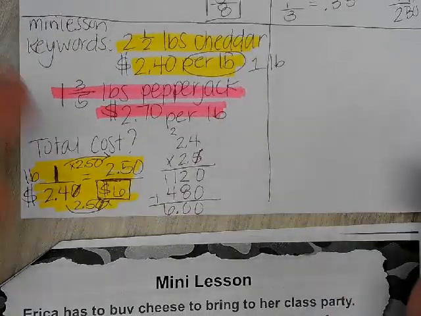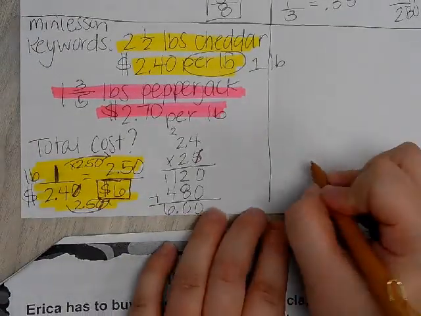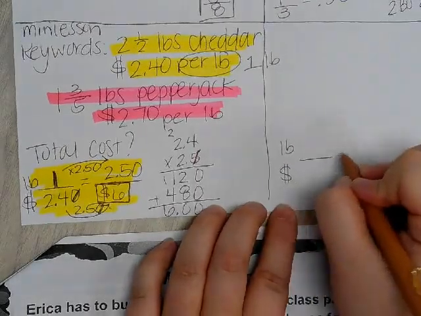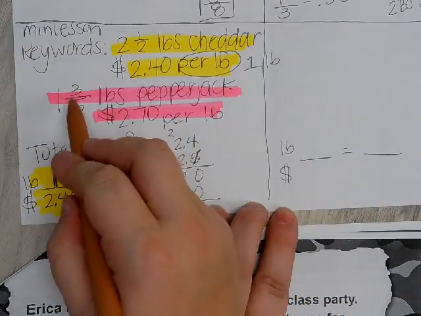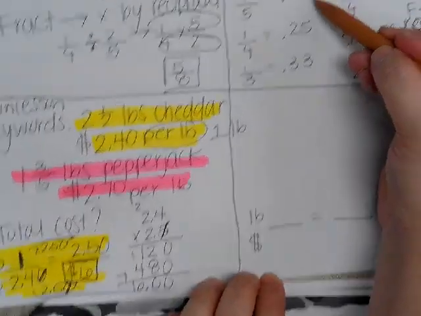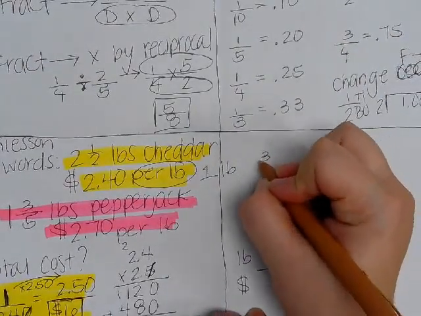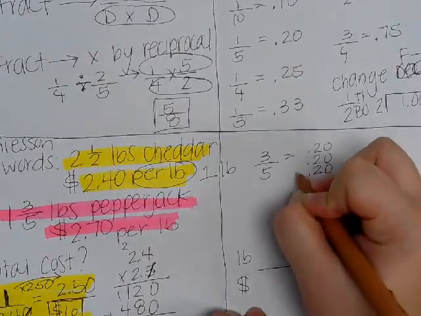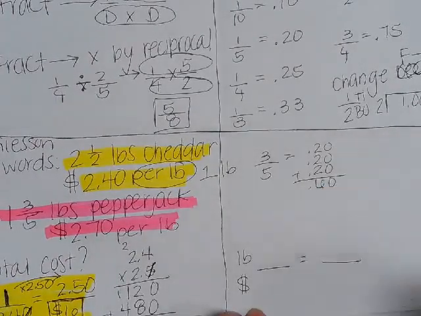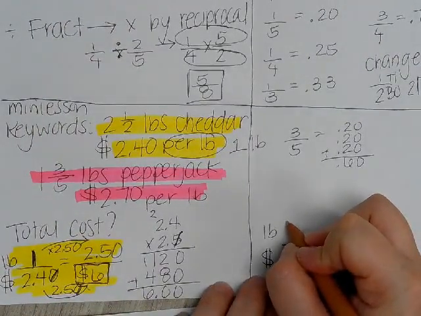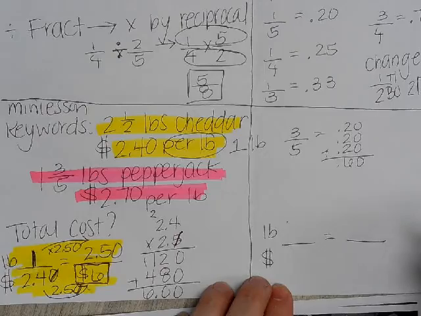So again, for pepper jack, I'm comparing my pounds and money. So 1 3/5. If 1/5 is 0.20, then 3/5 would be 0.20 plus 0.20 plus 0.20. That's 0.60. So that would be, whoa, hang on. Let's try this again.